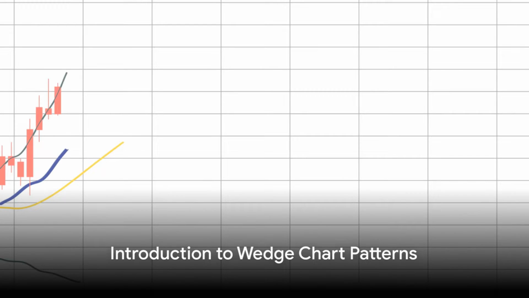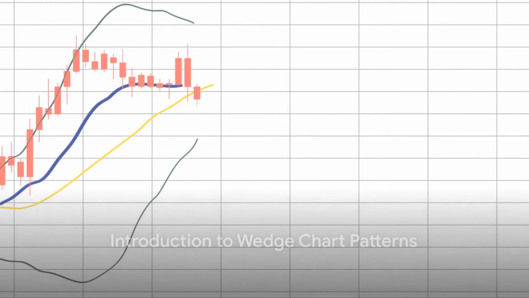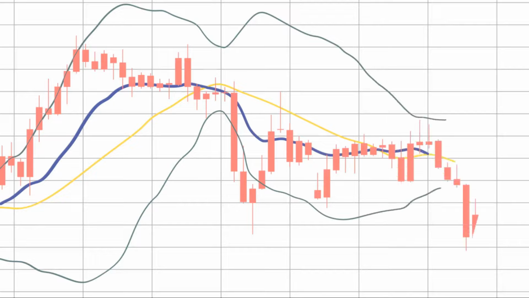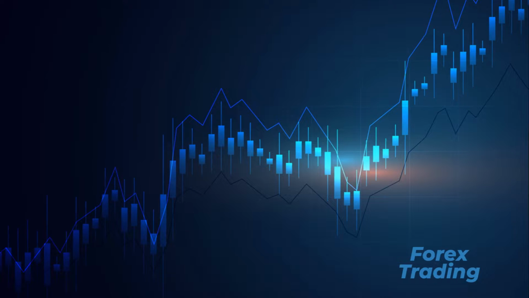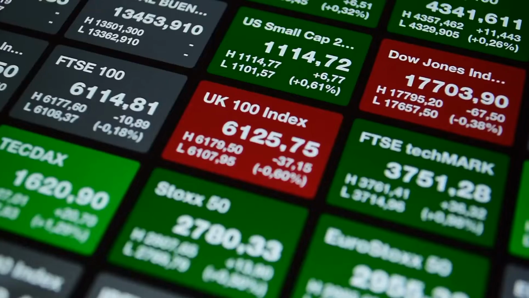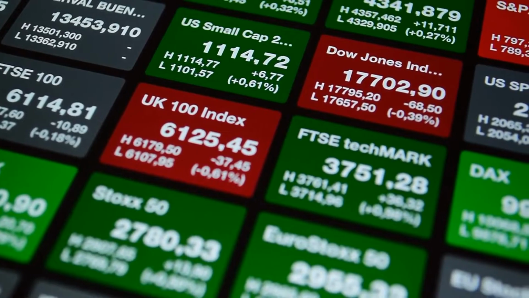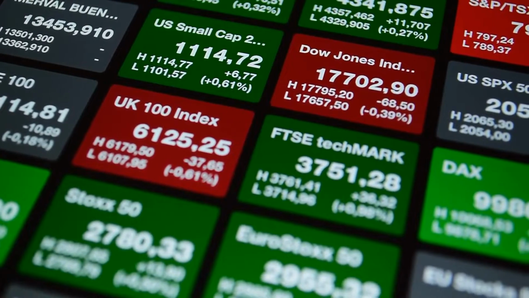Ever wondered how to trade wedge chart patterns in Forex? These intriguing patterns are more than just a geometric shape on your charts. They're a powerful tool that can help predict price movements. Imagine them as a pause button in the market, a moment where traders collectively take a breath and decide where to steer the currency pair next.